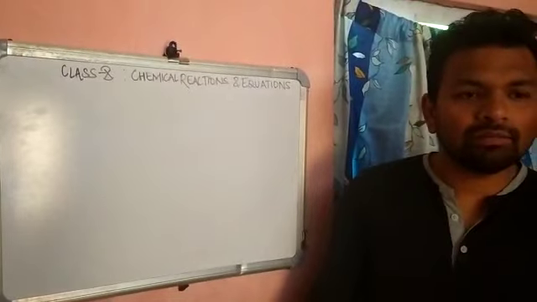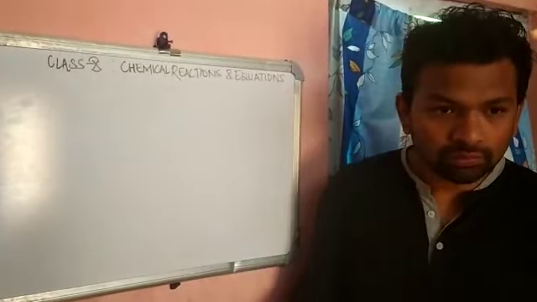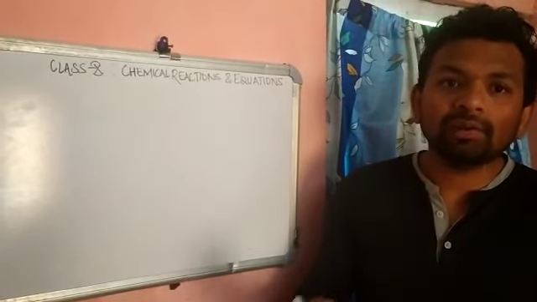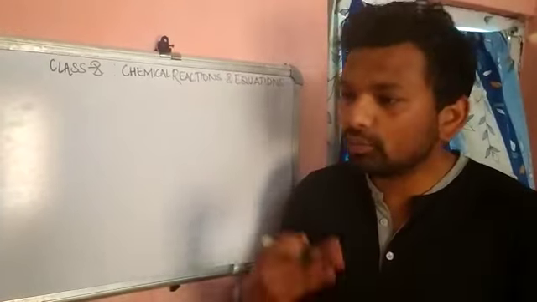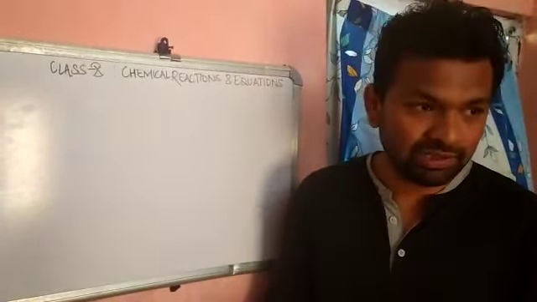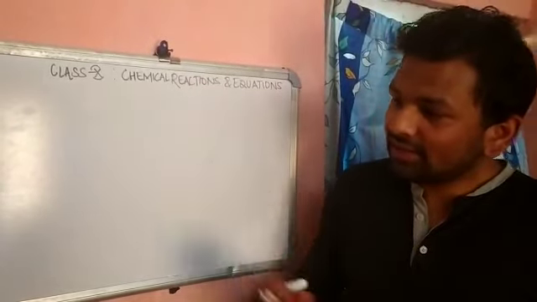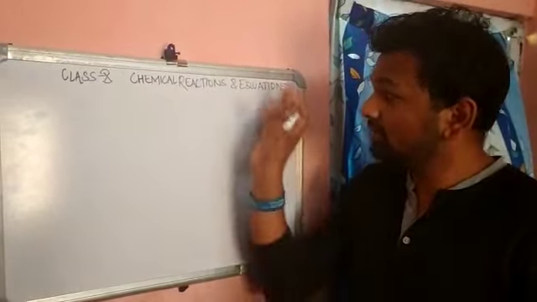Is it that when I tear a piece of paper, I represent it in the form of an equation? No, isn't it? So chemical equations are required for those events or processes where chemical transformation takes place. Now, what is a chemical transformation? Later we'll go into the details of chemical reactions and equations.